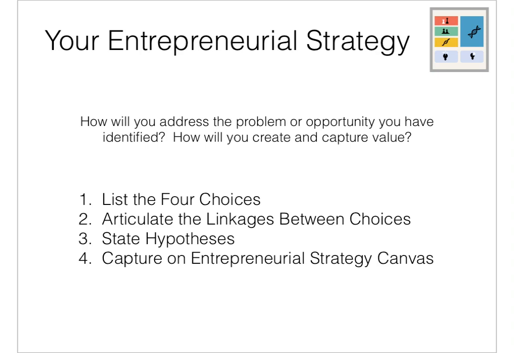Well, we're going to have these 4 stages. You're going to list the 4 choices, articulate the linkages between them. You're going to state hypotheses, and I'm going to caution on that one because we're not going to emphasize that a lot in this course. This is more of a CDO advanced thing. We can't invent the entire wheel. And then, of course, we're going to capture it in a document. We'll start with the canvas, and then you'd write it into a document. And then examples of good assignments from past years that you can see.